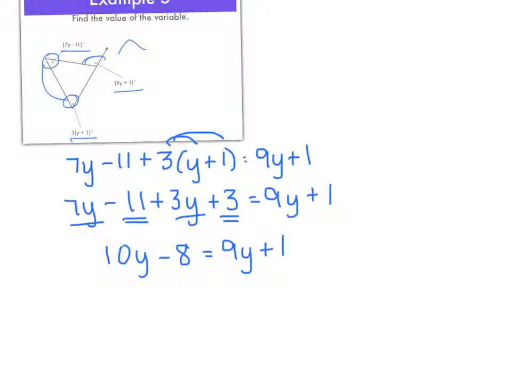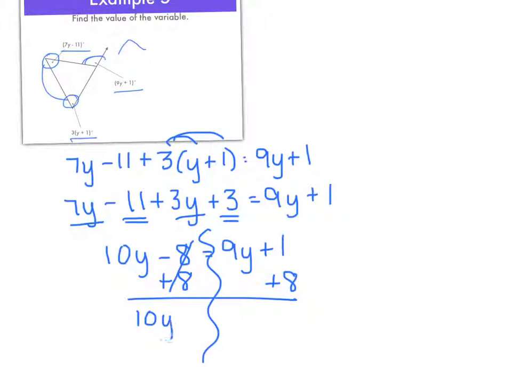Brooke? You add 10 and 9y? Well, I can't just add them because they're on opposite sides of the equal sign. So I need to pick one up and move it. Oh, add 8 to the other side. Okay, I could do that too. So let's add 8. Add 8. So now I have 10y over here equal to 9y plus 9.